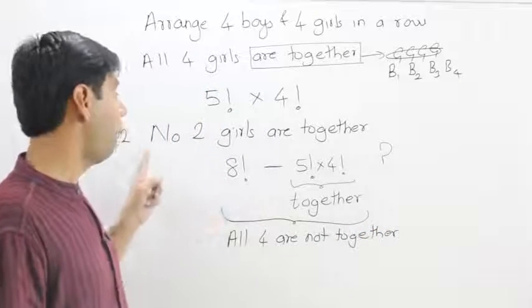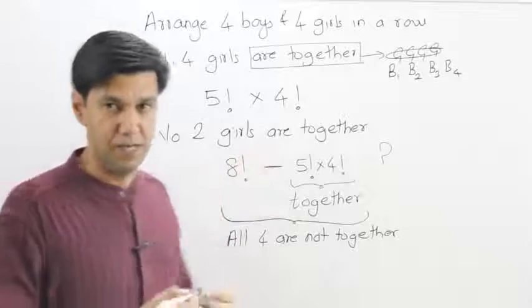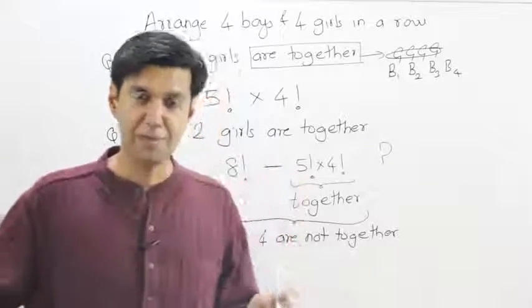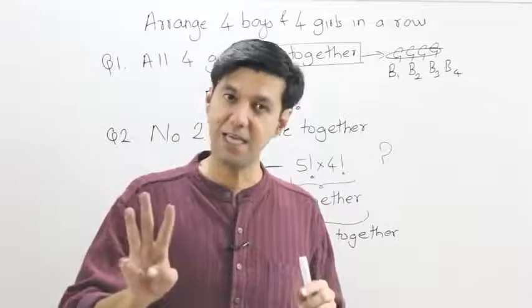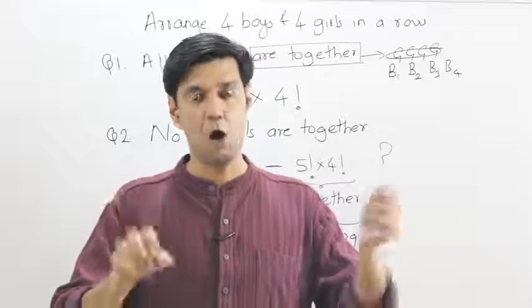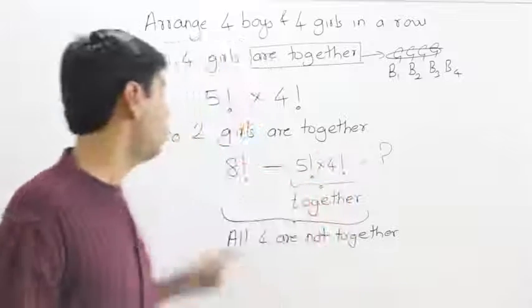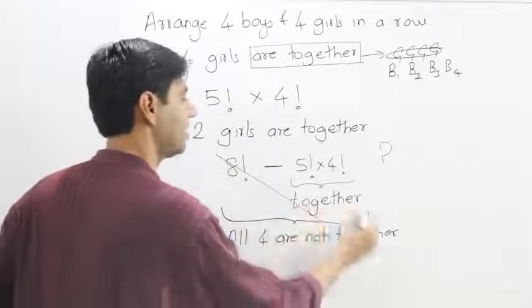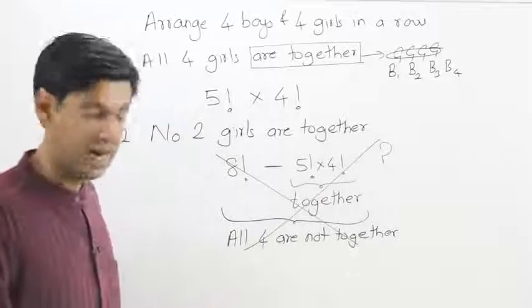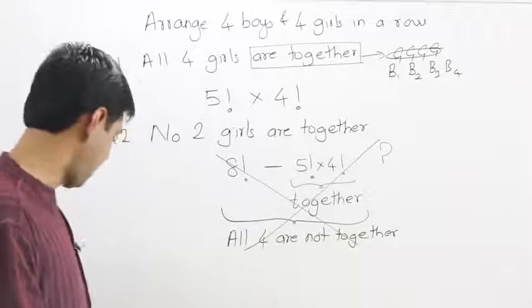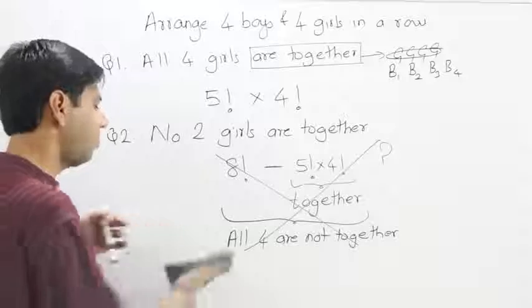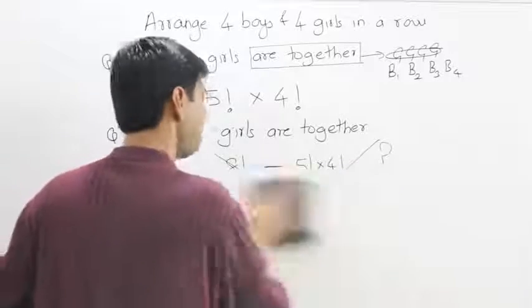Whereas we want that no 2 girls should be together. So the cases where all 4 are together I've eliminated, but would there be cases left where 3 girls are together and 1 is separate? Or 2 of them could be together, and another 2 could be separate or yet together. So this is not going to be my answer for this question. Right? So this is the tricky part in this question. Not many people, as I said, think this way.